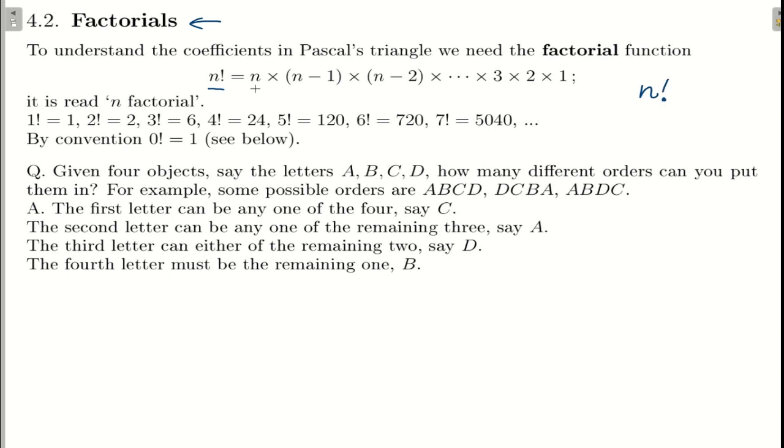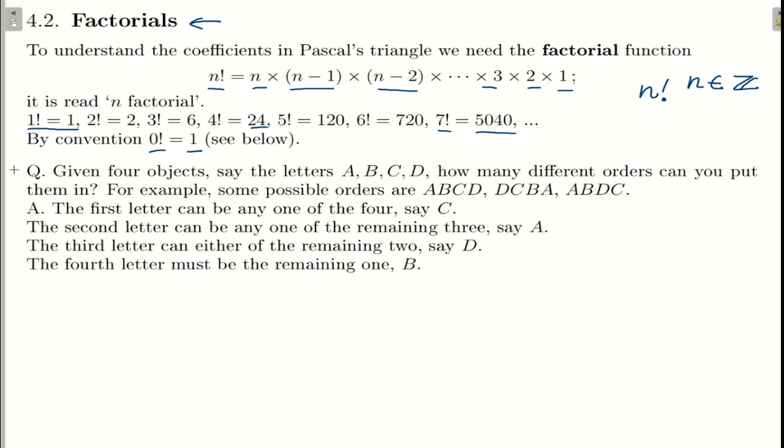N factorial is equal to n multiplied by n minus 1, n minus 2, n minus 3, and so on, going down to 3, 2, and 1. Of course, n is any integer. And also we have 1 factorial is 1, 2 factorial is 2, 3 factorial is 6, 4 factorial is 4 times 3 times 2 times 1, which is 24, and so on. So 7 factorial is 5040. By convention, 0 factorial is equal to 1.